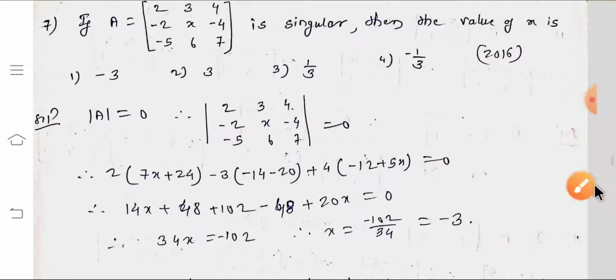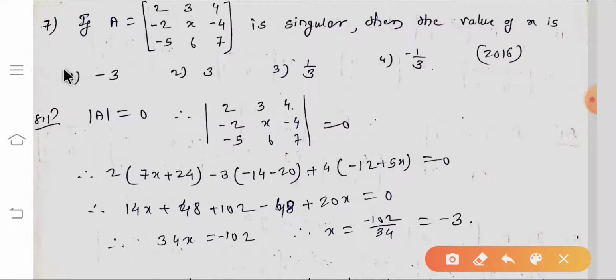So the correct option is minus 3. Expansion is not important. First we have to understand the question. Given matrix is singular means determinant is equal to 0. Remember this one, or you can get confused: a matrix is given, so how to find the solution? No. The most important word here is singular.